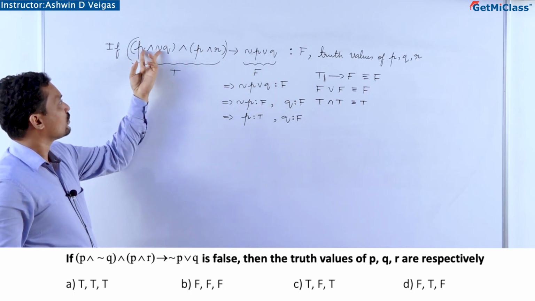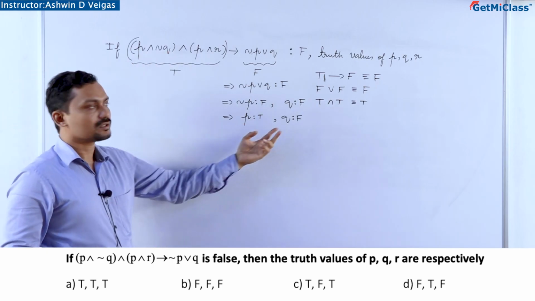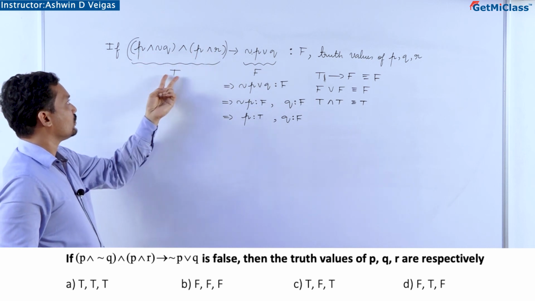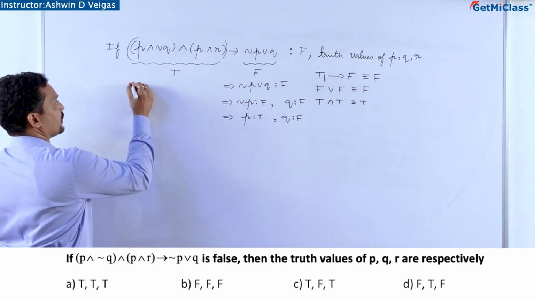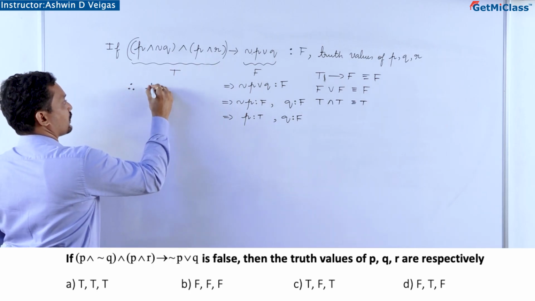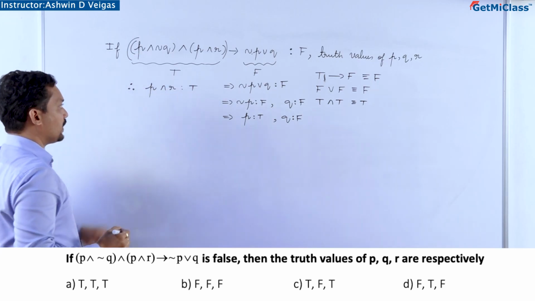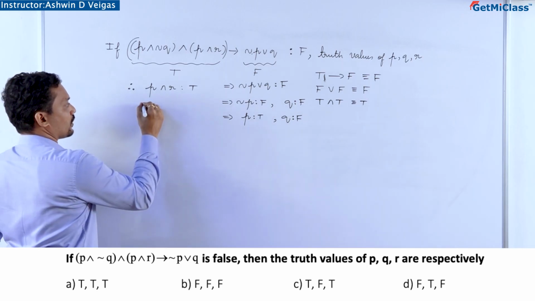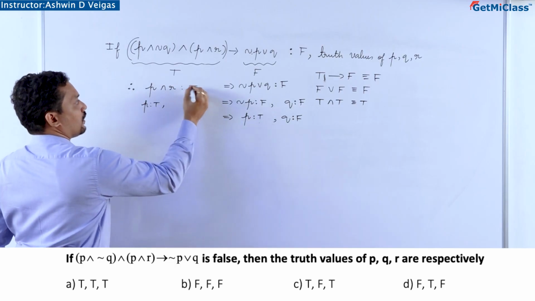There is no need of taking this as true because the values of P and Q we have already got. So, what we will do is we will take this. That means this should be true, this also should be true. So, P and R should be true. Now, again AND is true only when both are true. That means, from here you get P should be true, that we have already got, and R should be true.